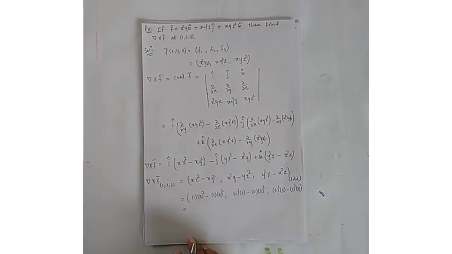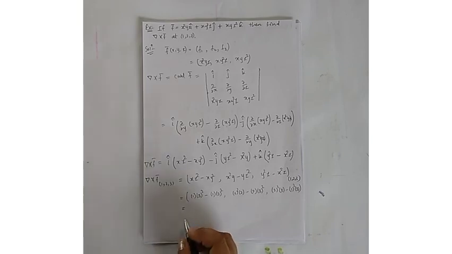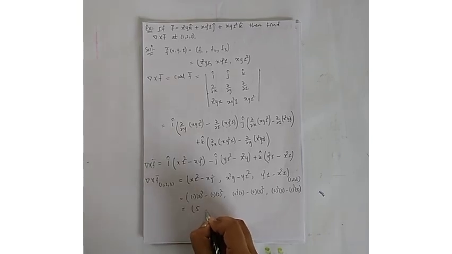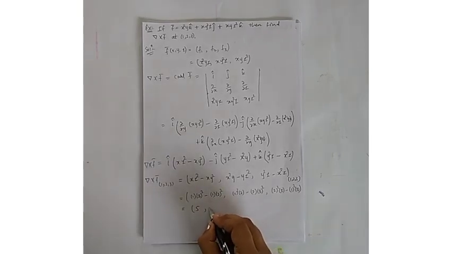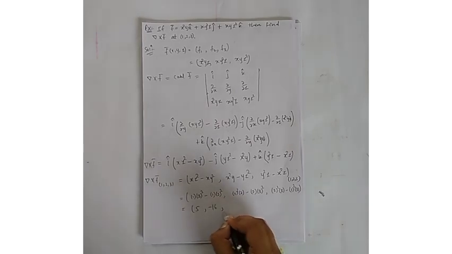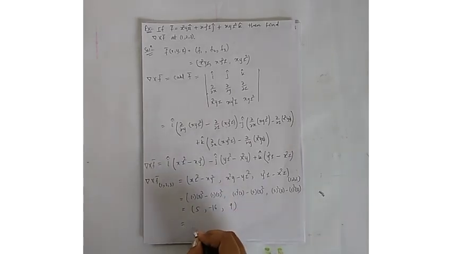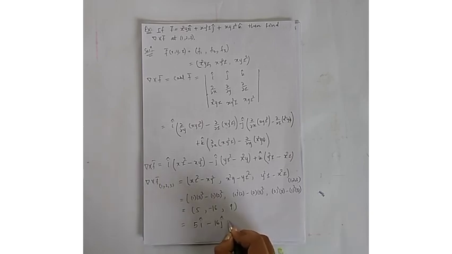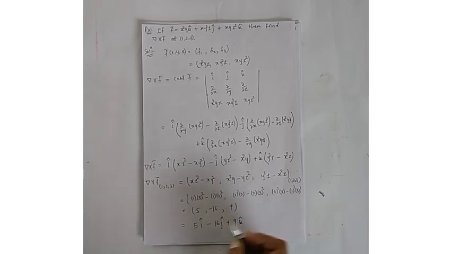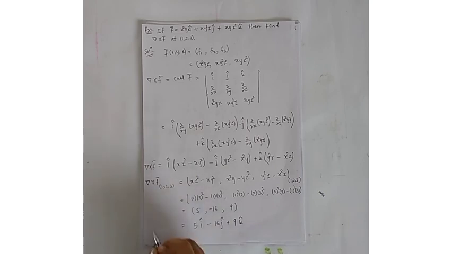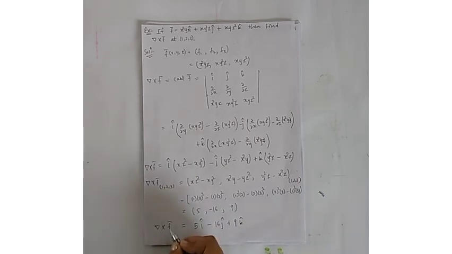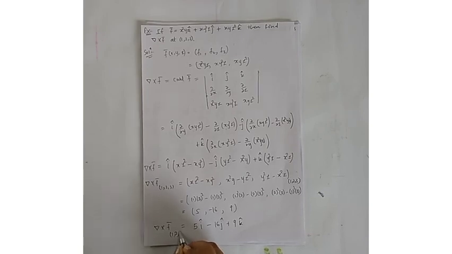Simplify this, and it will give 5, minus 16, and 9. You can write it as 5i minus 16j plus 9k. So this is the value of curl f̄ at the point (1, 2, 3).